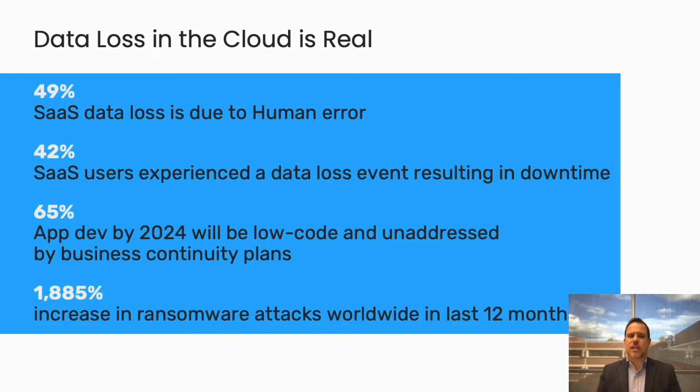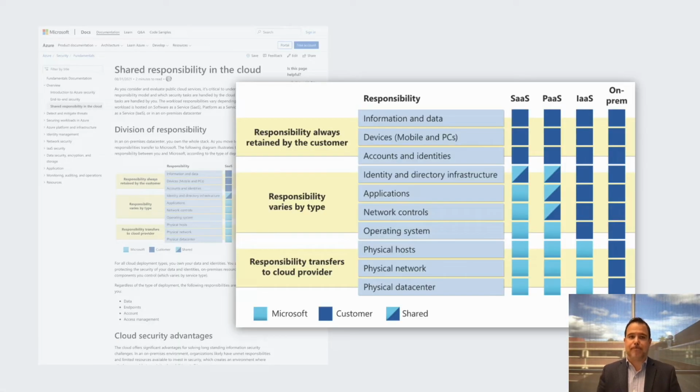Some other very interesting numbers: a Gartner number says 65% of application development by 2024 is going to be no-code, low-code. And traditional backup and disaster recovery solutions don't address the capabilities and things being built around no-code, low-code. And then the last number is very interesting: almost 2,000% is the increase in ransomware attacks. We're starting to see ransomware become very sophisticated and target SaaS-based applications as well.